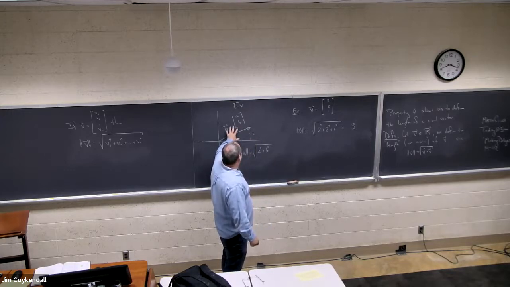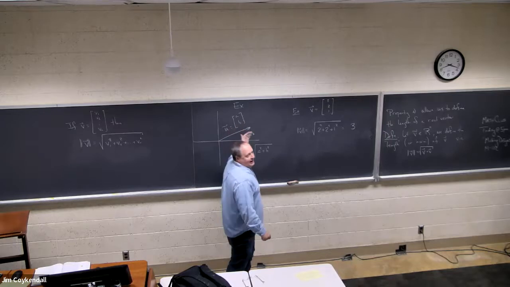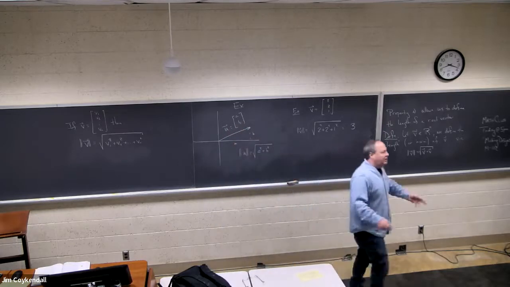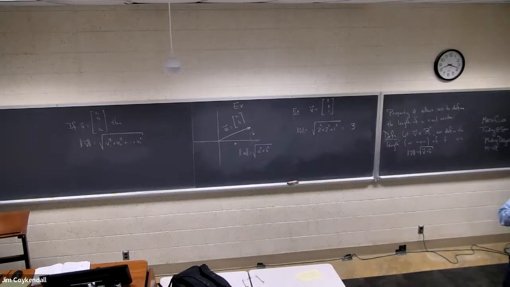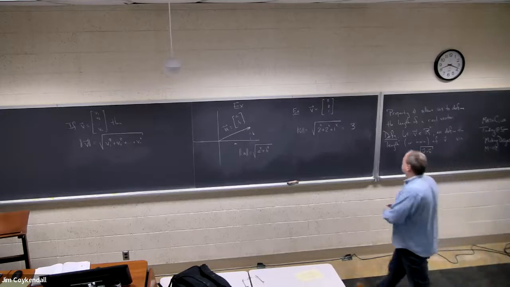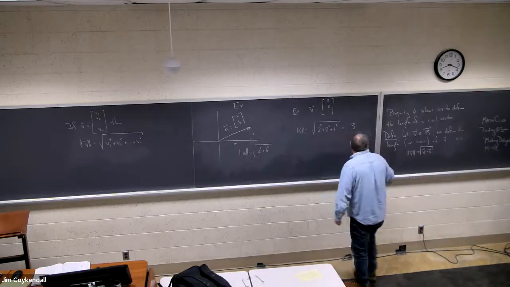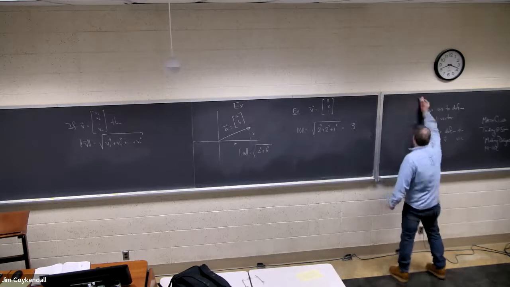This is generalizable because any vector, I don't care how many coordinates it has, 50 million coordinates, lies in some plane. Really what you're doing is Pythagoras' theorem. Okay. Any questions?